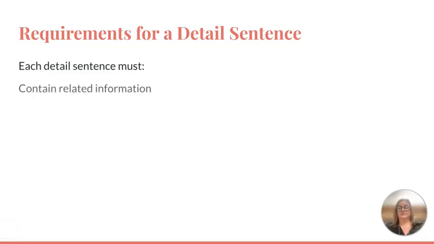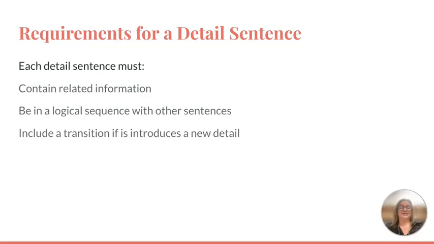Each detailed sentence must contain related information. So that information has to come from the topic sentence and then go into the details. You can't go off and do other information in there. It's got to have a logical sequence with the other sentences, and that is based on your transition words, and I'll show you that in this lesson.